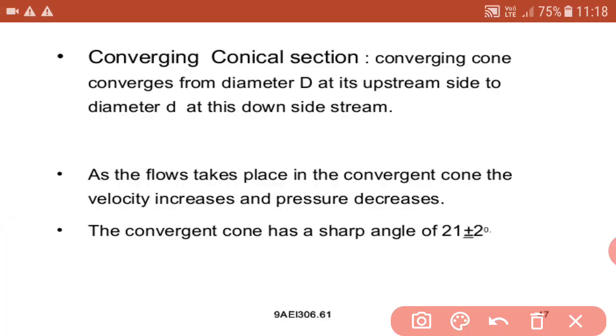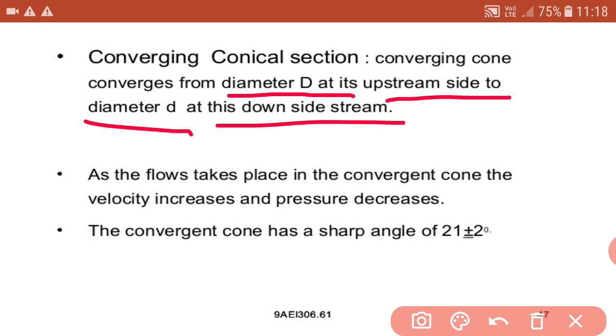Now we will define different sections. Converging conical section. The converging cone converges from diameter capital D at its upstream side to diameter small d at its downstream side. It means in the converging cone the diameter changes from capital D to small d. So capital D is the upstream diameter and small d is the downstream diameter.